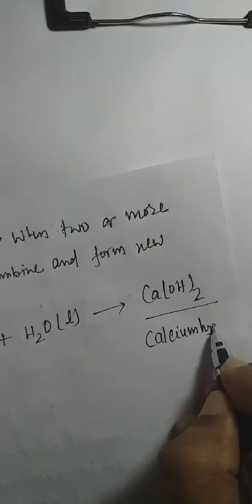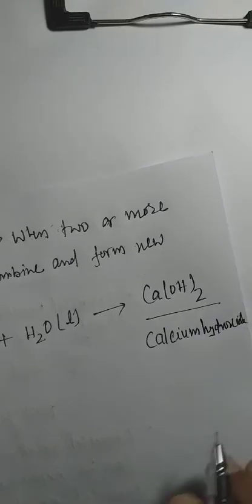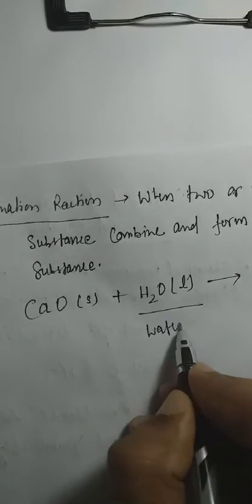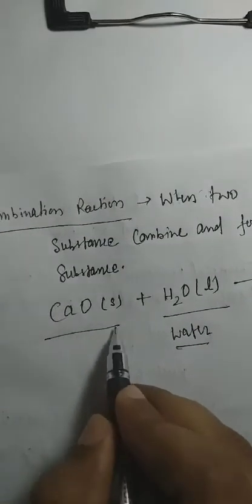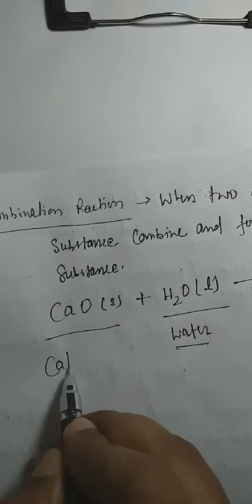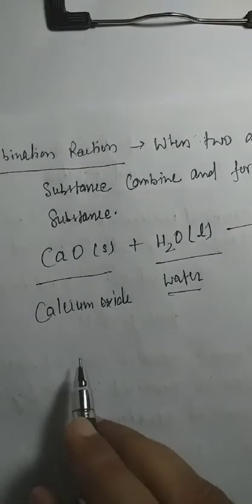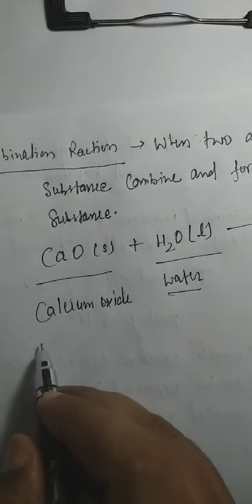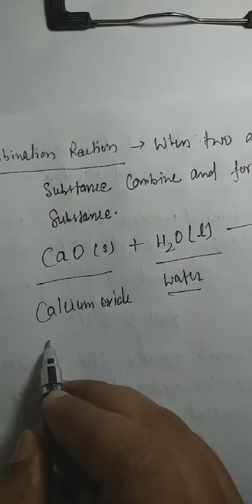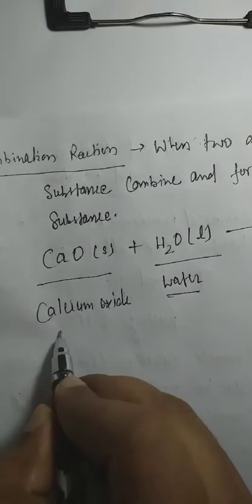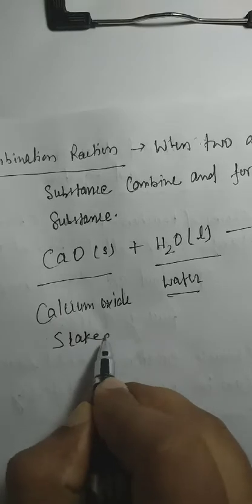Calcium hydroxide, right? On this side we know, all of us know this is the formula of water, so we write water, and this is calcium oxide. Generally we say this calcium oxide is quicklime also. So on one side we write slaked lime, and another is called quicklime.